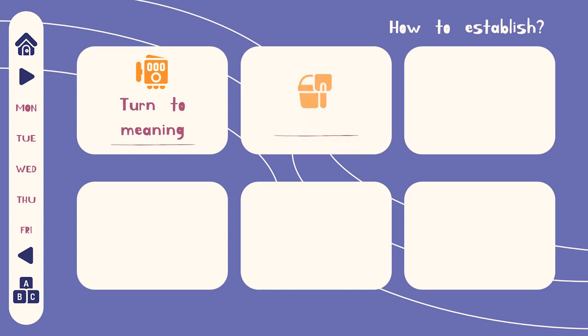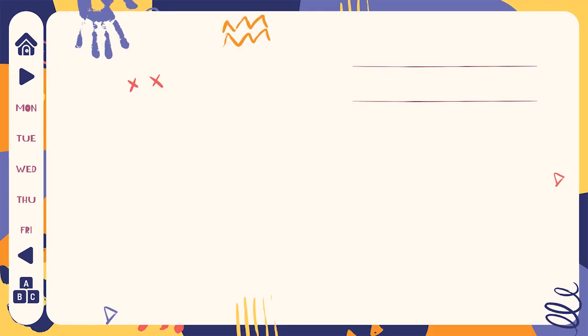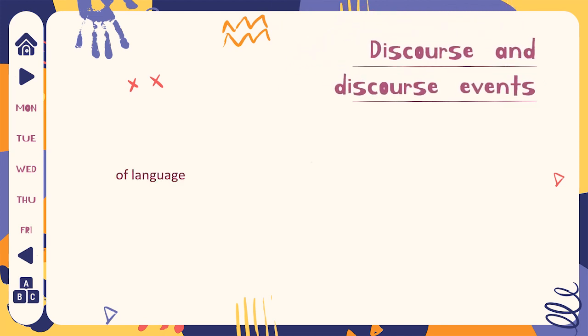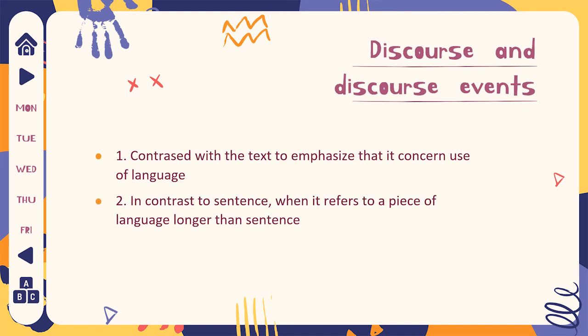Also, there is a talk with the people in the classroom, but it's still guided by the teacher too. And after we talk about the guiding principle, we will talk about the next chapter, which is discourse and discourse events. Discourse and discourse events are divided in two ways in the literature. The first is discourse contrasted with the text, to emphasize the use of language, and the second is contrasted with the sentence.